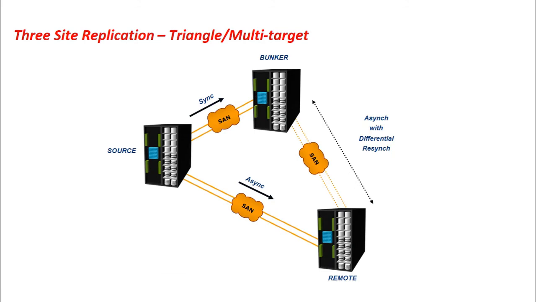Now let us see what we mean by three-site replication, triangle or multi-target. In three-site triangle multi-target replication, data at the source storage array is concurrently replicated to 2 different arrays at 2 different sites, as shown in this diagram. Here we don't have just one target site, we may have more than one target site, hence the name multi-target. As shown in this diagram, the source to bunker site is the first target. This bunker will be treated as the first target.